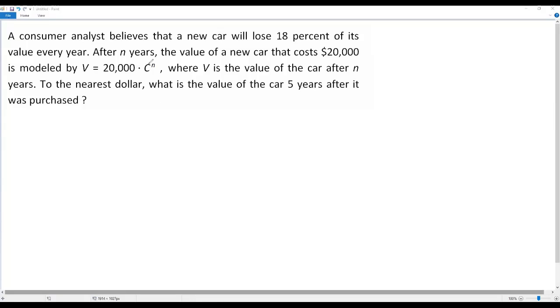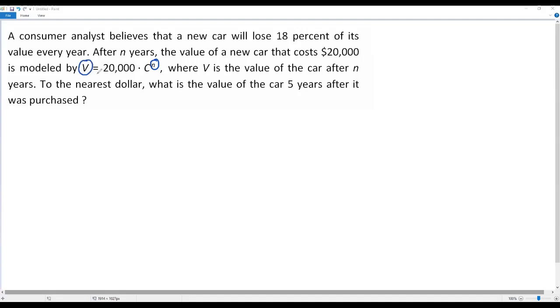Here, the value of the car is modeled by an exponential function. It's given over here. Since the car will lose 18% of its value every year, we have to consider this as an exponential decay function. And also in this exponential function, V represents the value of the car after n years. That is, n represents a time period in years. To get the value of the car 5 years after it was purchased, we have to plug in 5 for n over here and get the value of V.